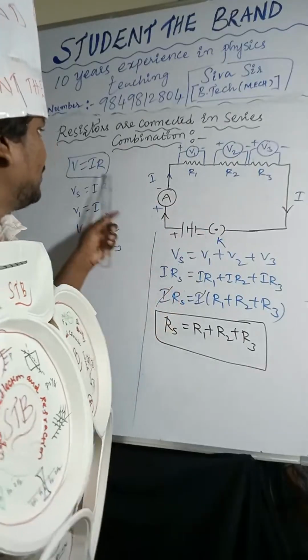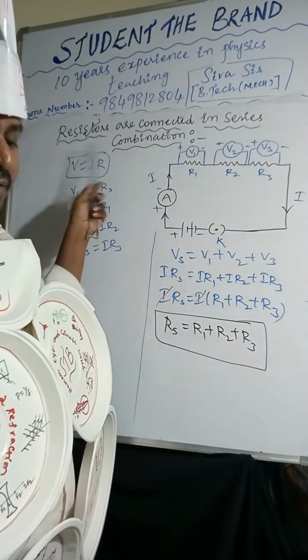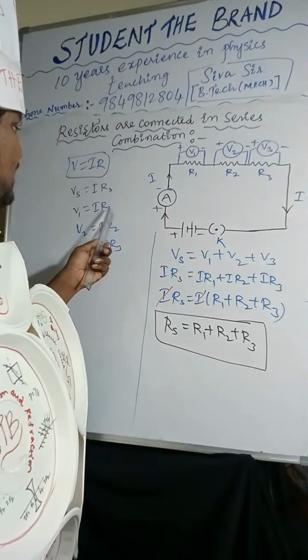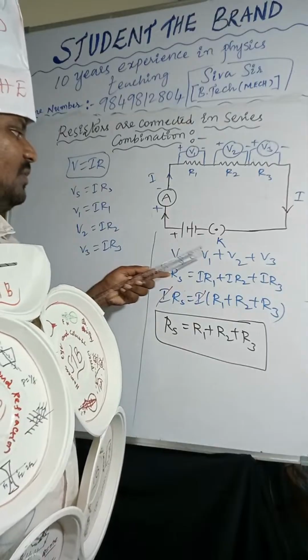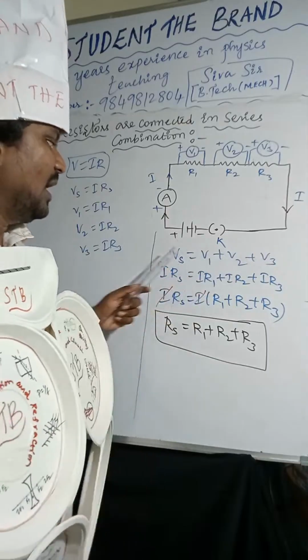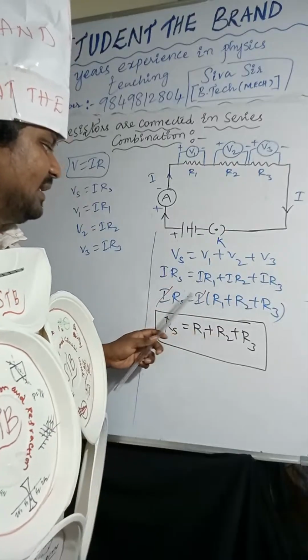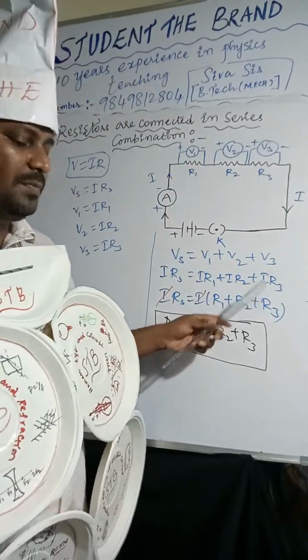So from Ohm's law V equal to IR, Vs equal to IRs, V1 equal to IR1, V2 equal to IR2, V3 equal to IR3. So Vs equal to V1 plus V2 plus V3, and IRs equal to IR1 plus IR2 plus IR3. We take I common, I gets cancelled, and Rs equal to R1 plus R2 plus R3.